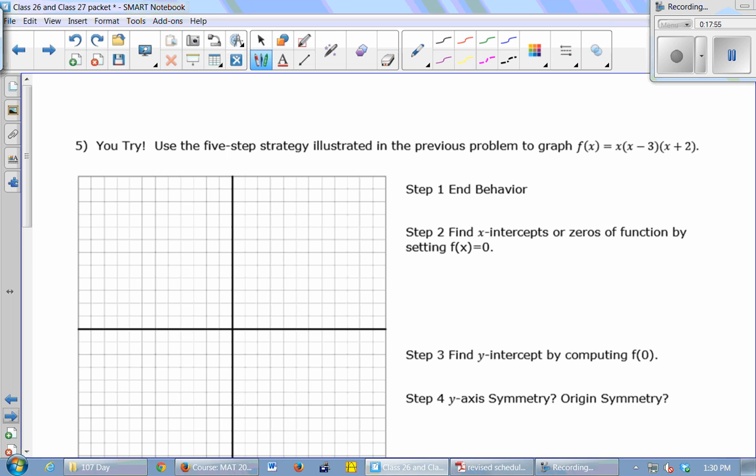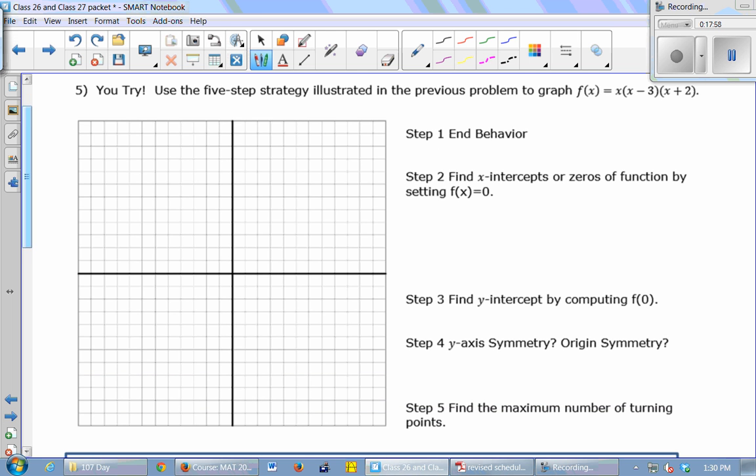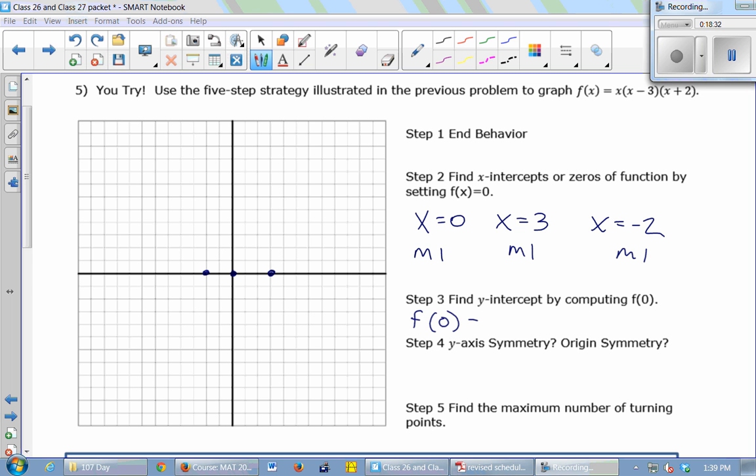All right, you try one. I've given you a polynomial in factored form. Sketch its graph. They gave it to us in factored form. That makes finding the x-intercepts or the real zeros easy. So we get x equals 0, x equals 3, x equals -2. What are my multiplicities on those zeros? 1. Good. So I've got -2, 0, and 3 as my x-intercepts. My y-intercept, I just plug in a 0 and I get 0.